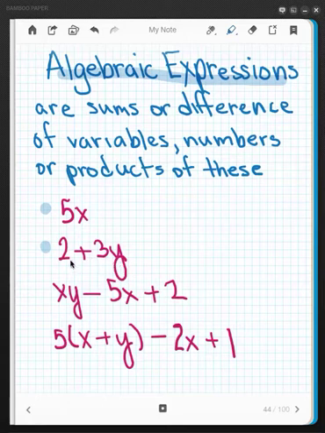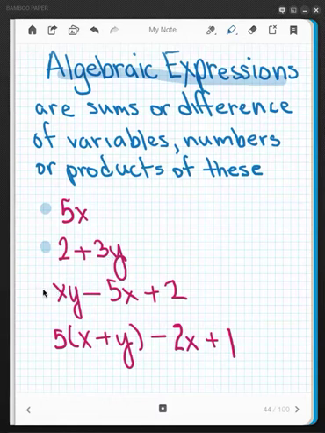Terms are things in an algebraic expression that are separated by addition or subtraction. So one term is the number here, 2, we call that a constant, and the other is a numeric coefficient. That's what we call a number multiplied by a variable here.